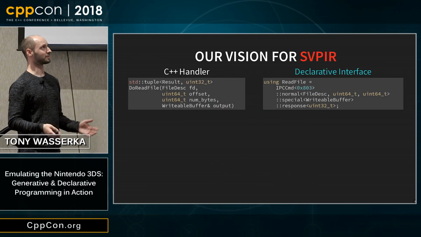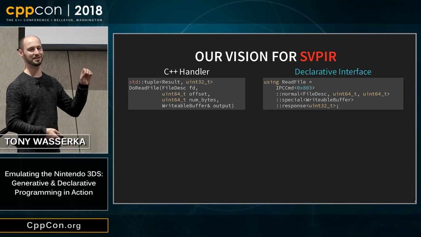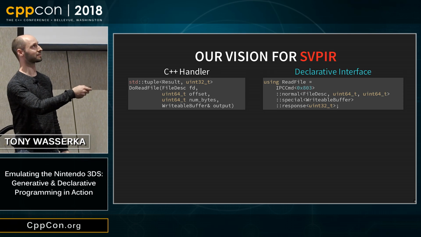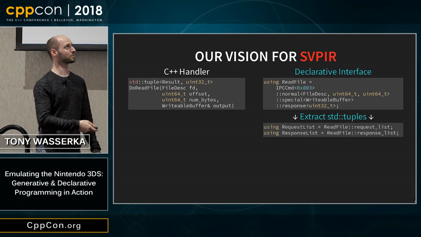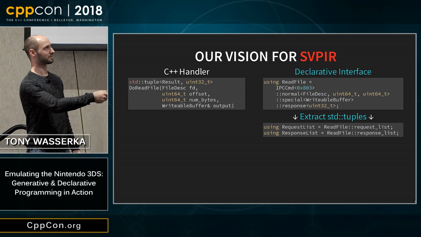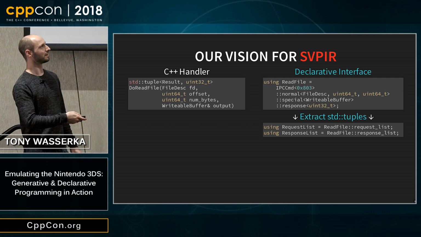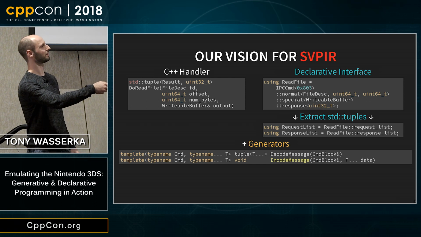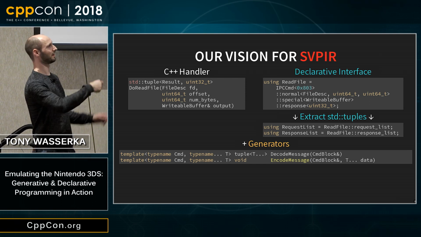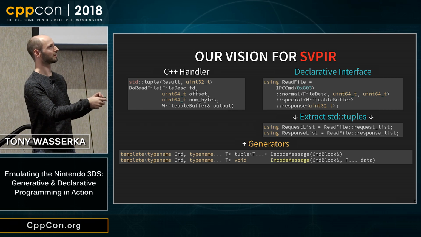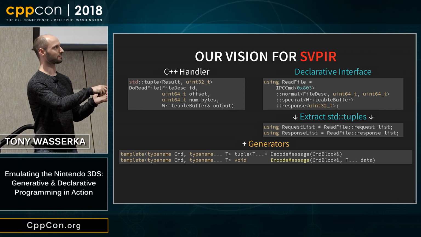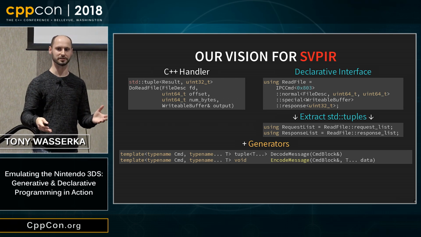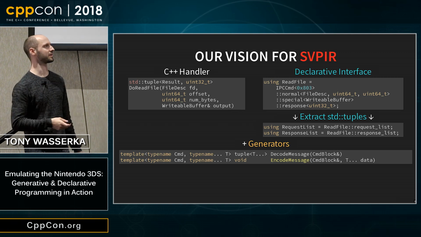Right. So the vision I would like to go through to address our SVPeer problem is we have the high-level C++ handler and the declarative interface. What we want to do is extract the request lists from these declarative interfaces. And then we have this notion of generators that on the one hand take these tuples, and on the other hand they take this command handler. And they stitch the two together and make sure that we generate the corresponding logic to decode all of the parameters from the command block and automatically call the C++ handler with that.